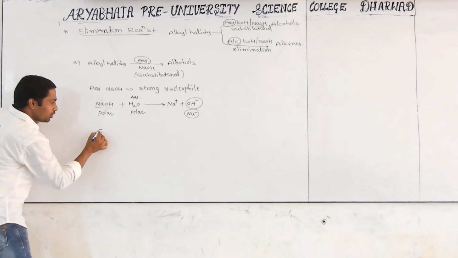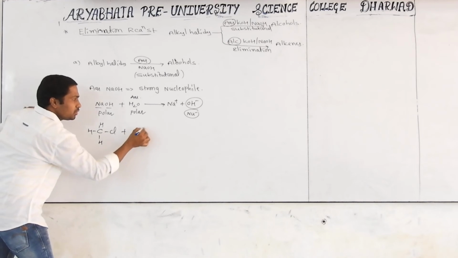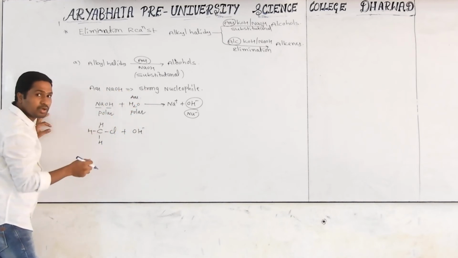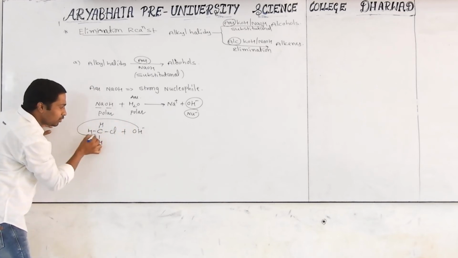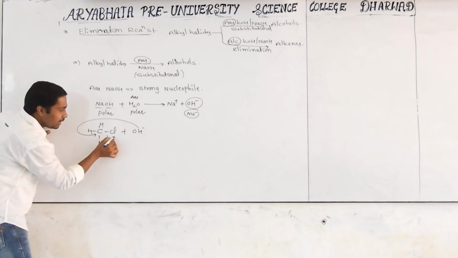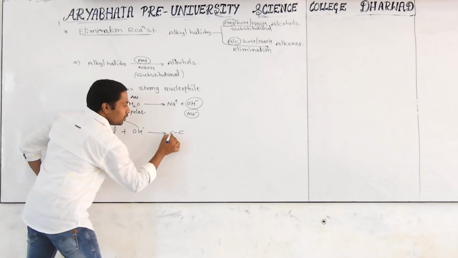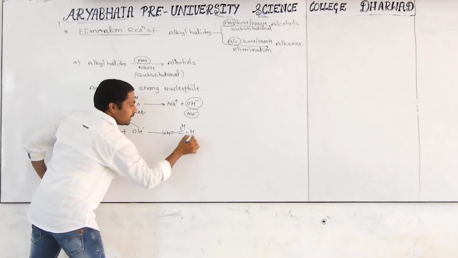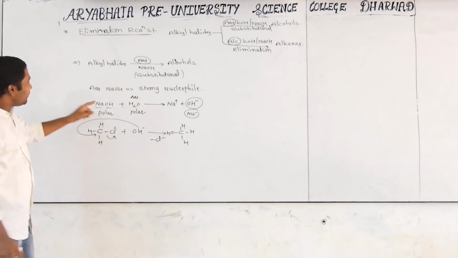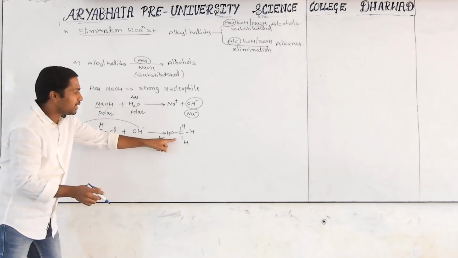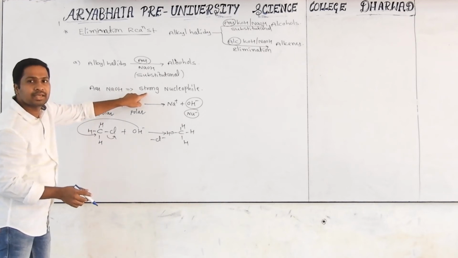Take for example one alkyl halide, CH3Cl, reacted with aqueous NaOH. From aqueous NaOH, what are we getting? The strong nucleophile OH minus. Then the nucleophile attacks the carbon attached to the halogen. Immediately the halogen particle comes outside. After that we are getting CH3OH, and Cl minus is coming outside. Finally, the alkyl halide is converted into alcohol with aqueous NaOH, because aqueous NaOH acts as a strong nucleophile.